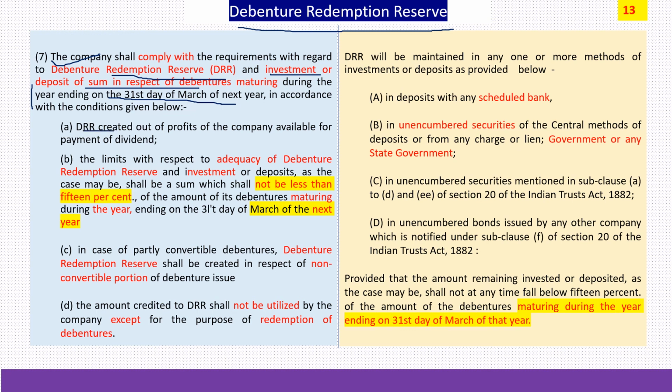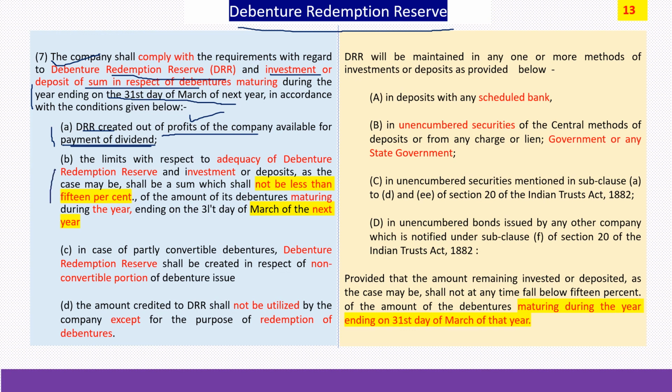Debenture redemption reserve always comes out of profits of the company. If you don't use the profits for debenture redemption reserve, it should be such that the amount is available for payment of dividend. This is to say, it is always created out of revenue profits. It is not created out of capital profits. Therefore, they say it has to be created out of amount available for payment of dividend.